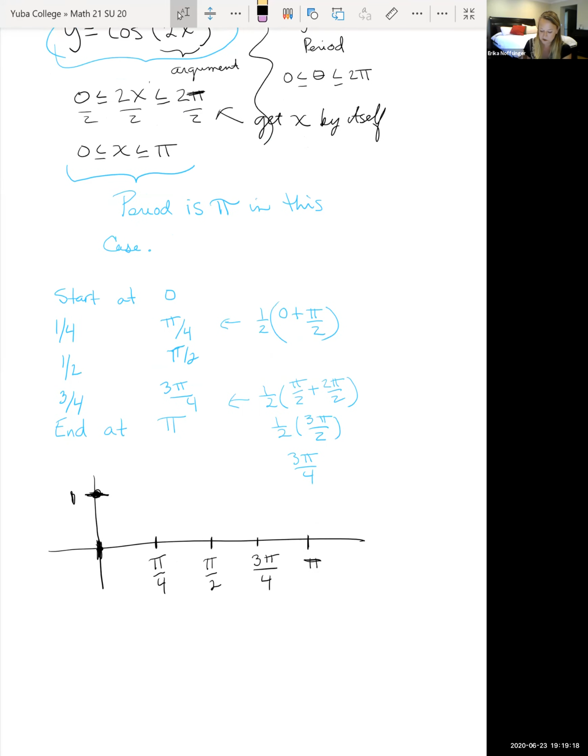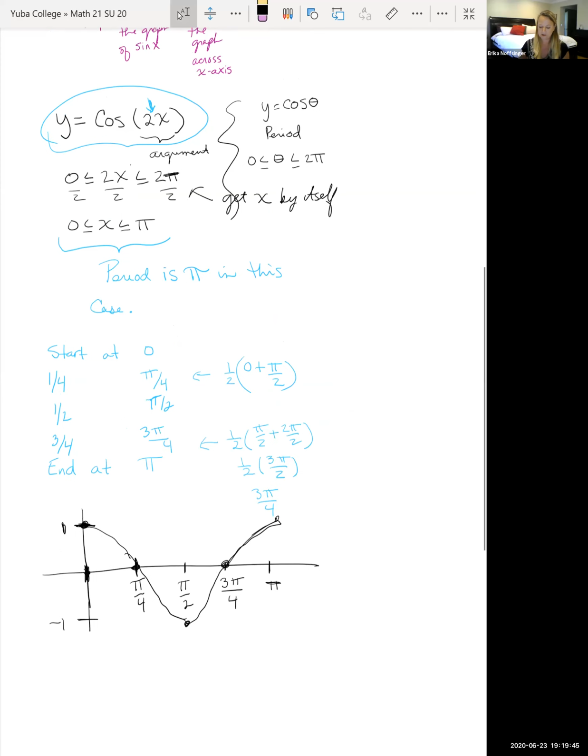So at pi fourths, we're going to come back down and hit 0. Pi halves is the minimum value, so I'm going to hit down here at -1. We're going to hit back up the x-axis and back up here. So it's always going to be the same general shape. It's just that the period is moving a lot faster. It's every pi now because of that number in front of the x when we're taking the trigonometric function of that angle or number.